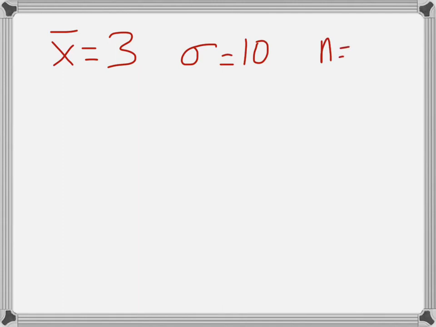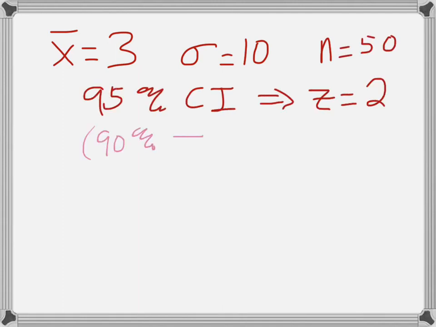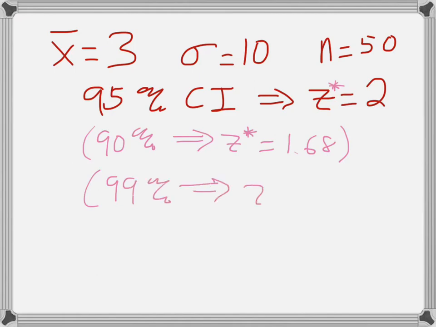Let's take a look at an example. Let's say X bar is 3, standard deviation is 10, and the sample size is 50. If you have a 95% confidence interval, that means Z star is 2. If you have a 90% confidence interval, that means Z star is 1.68. If you have 99%, that means Z star is 2.57. For the purpose of this class, we're going to stick with 95% confidence, but just be aware that if you change the confidence level, Z star changes.